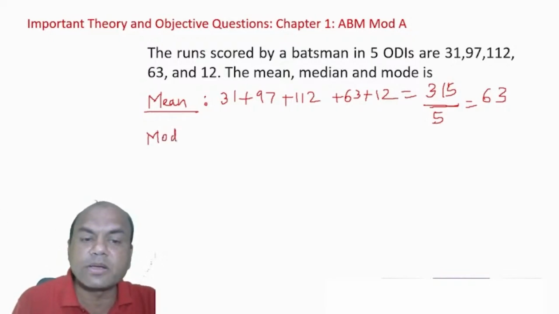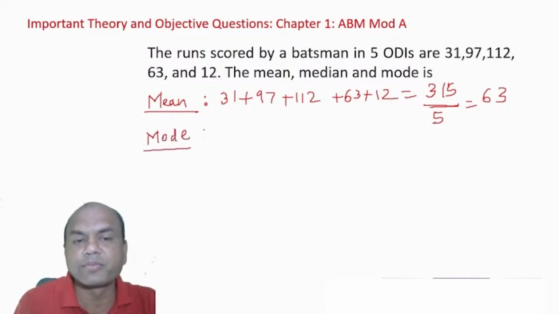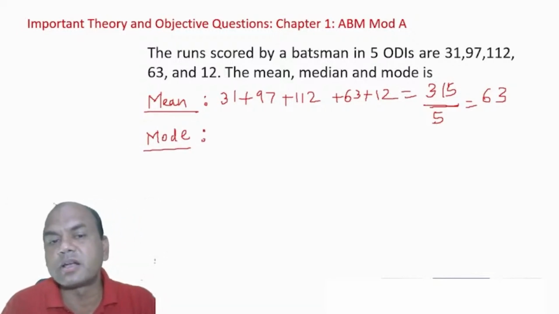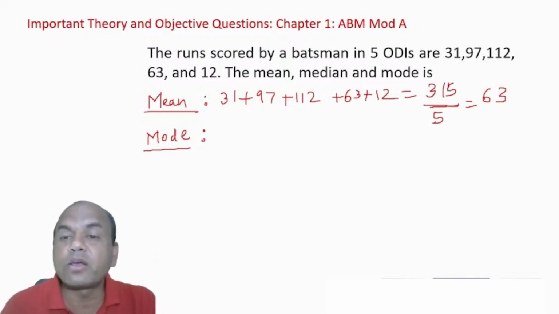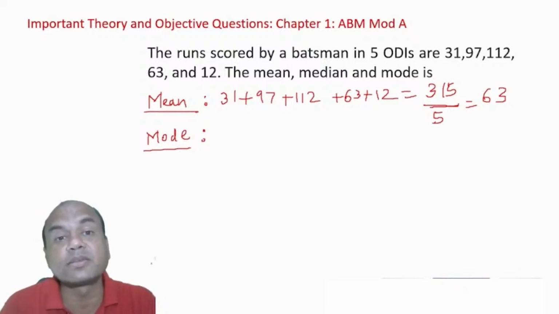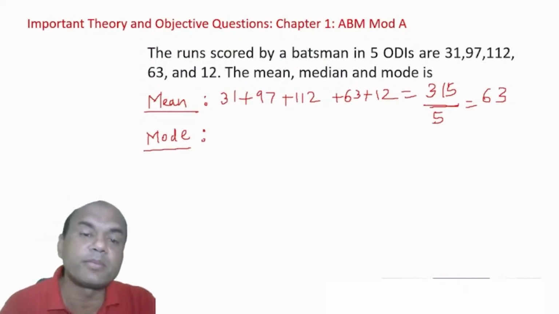Mode means what? Which is coming maximum number of times. Who is coming maximum number of times? 31, 97, 112, 63 and 12. None of them is repeated. If any would have been repeated, let's say there would have been 31, 2 times, then that would have been the mode. Who's coming maximum number of times. But here none of them is repeated.